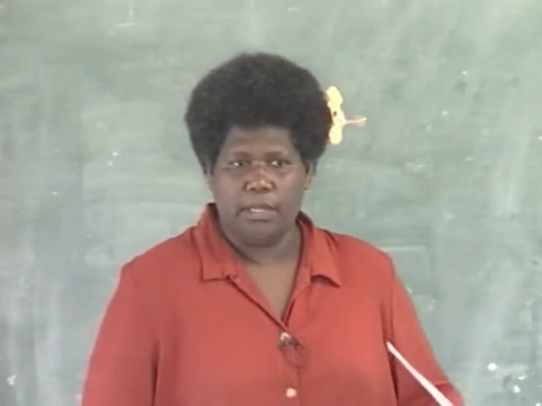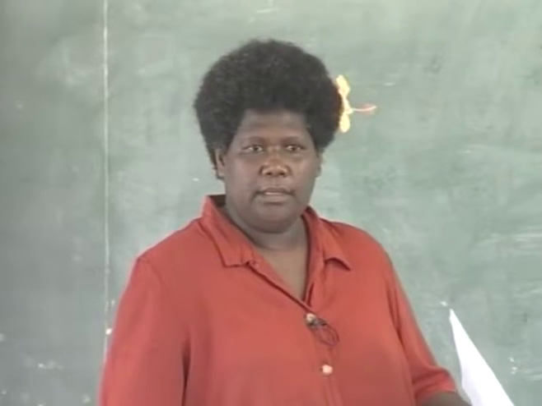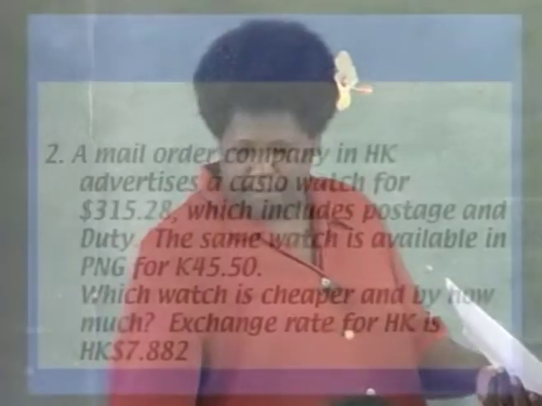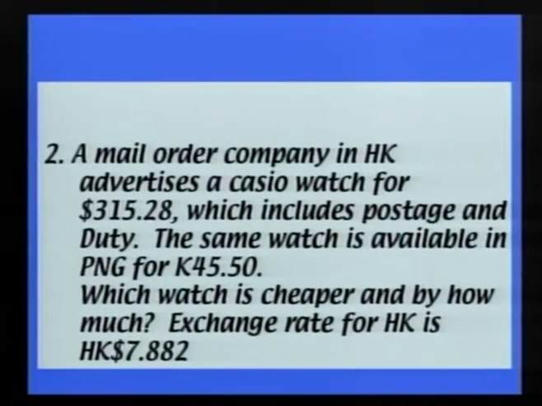Is there any question from those exercises? Question 2 on exchange rate. A mail order company in Hong Kong advertises a Casio watch for $315.28, which includes postage and duty. The same watch is available in PNG for 45 kina 50 toya. Which watch is cheaper and by how much? The exchange rate is 1 kina for $7.882.